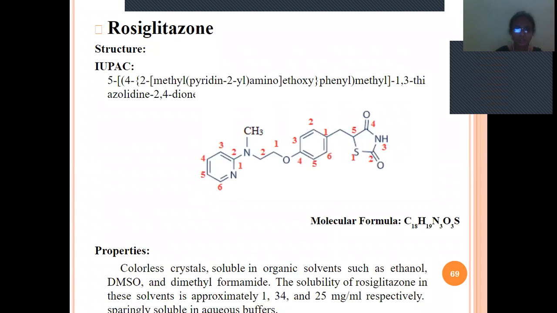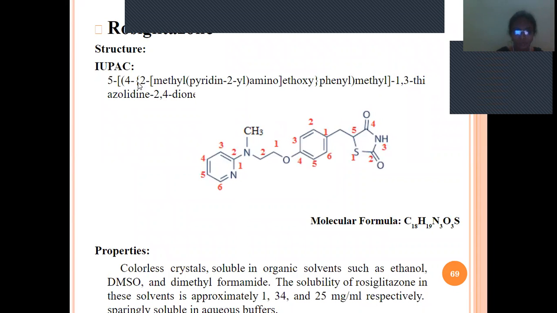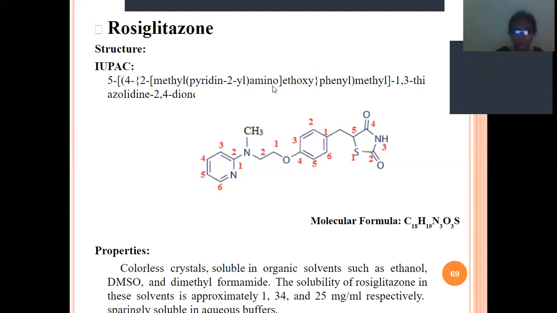Next, rosiglitazone. The next drug is rosiglitazone, and this is the structure. If you see the IUPAC name: 5-[[4-[2-[methyl(pyridin-2-yl)amino]ethoxy]phenyl]methyl]-1,3-thiazolidine-2,4-dione.